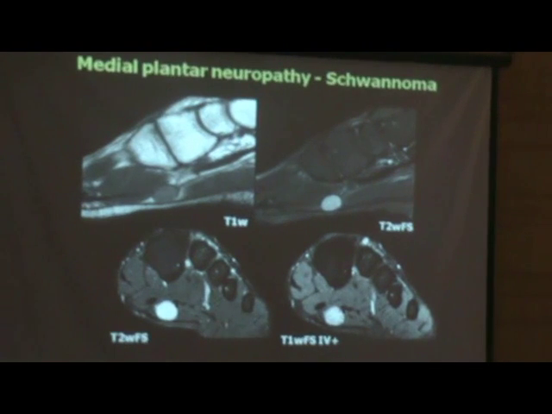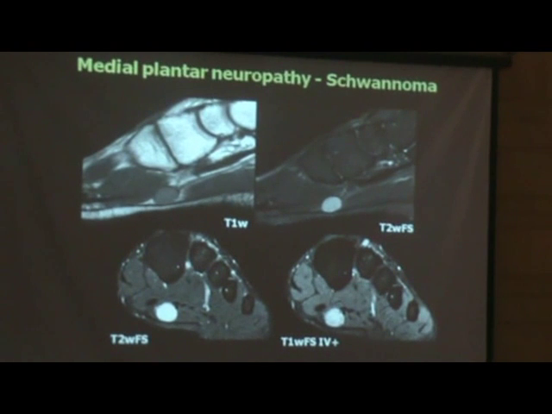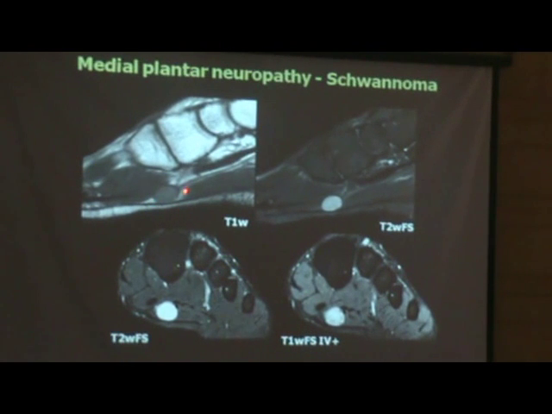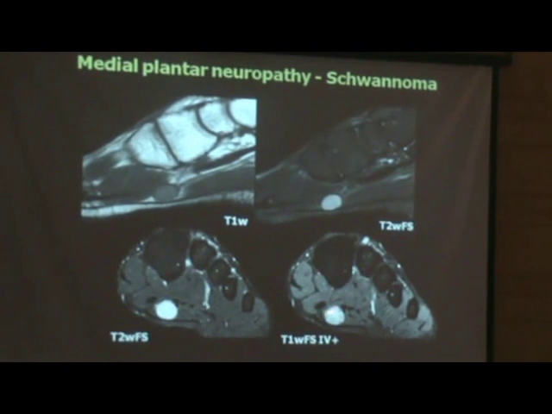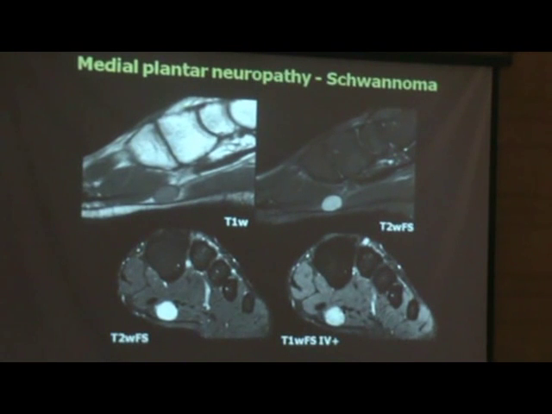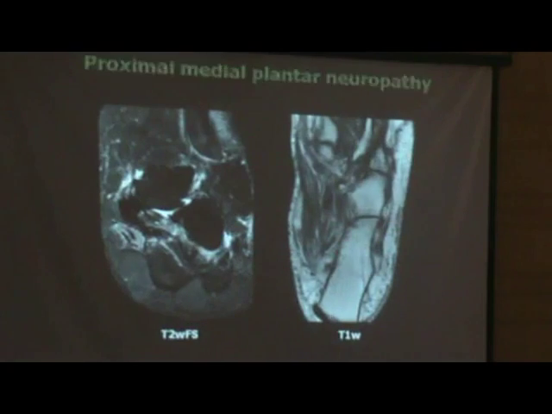Another case of entrapment, and this is a typical case of schwannoma of the medial plantar nerve. So it's a very round nodule, well-defined with homogeneous signal intensity, displaying especially high signal intensity on T2 fat suppressed sequences. And most importantly, for these very small schwannomas, what we see often is homogeneous and very important enhancement of the lesion after gadolinium administration.